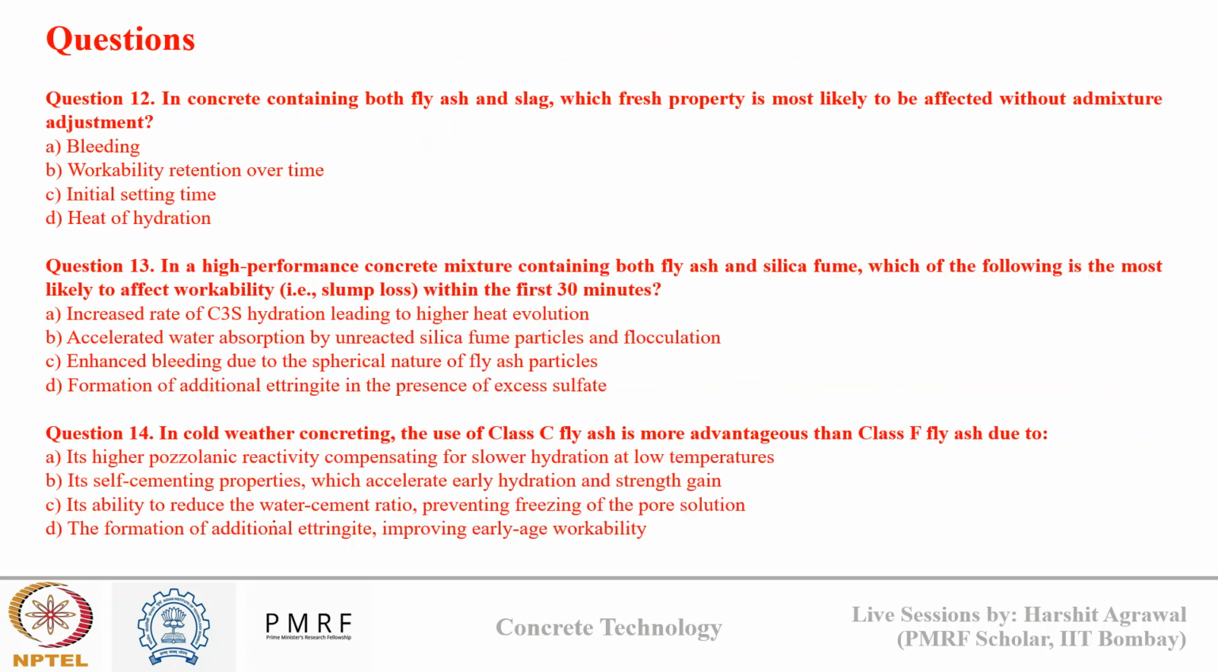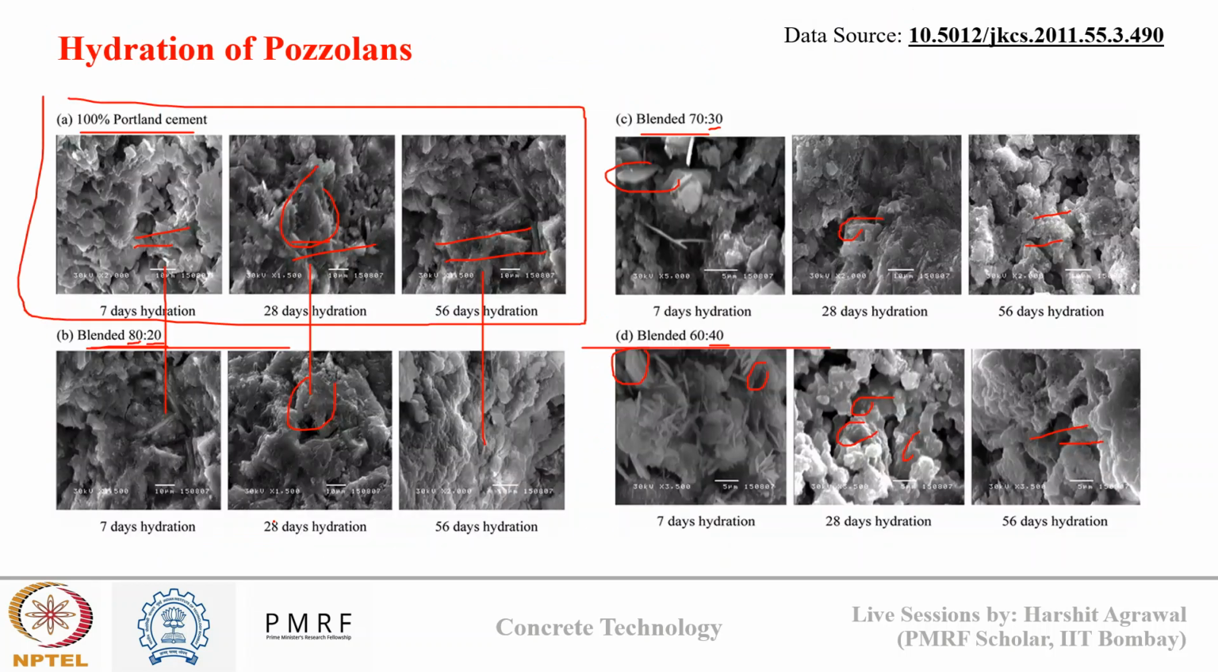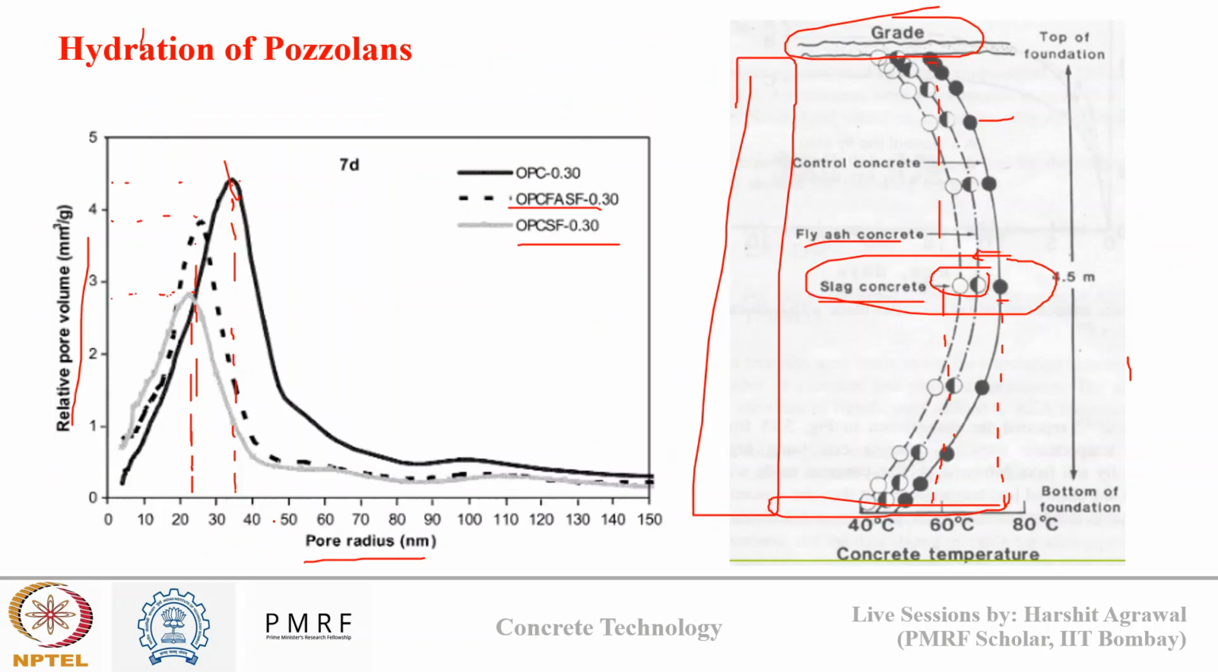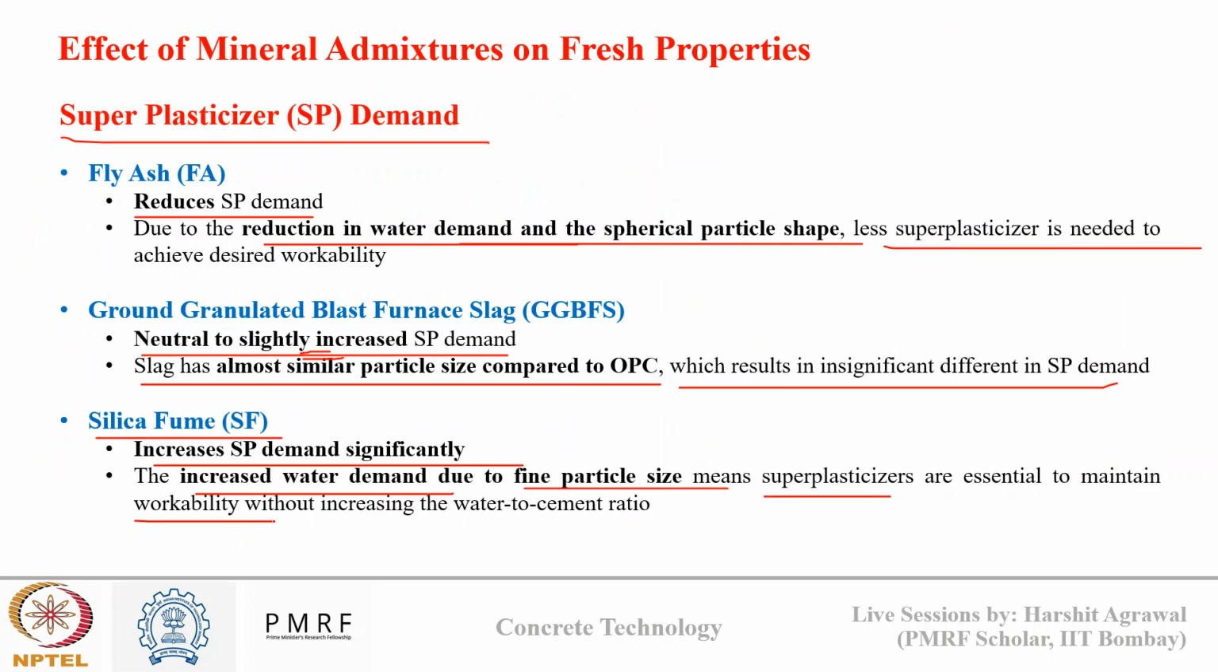So this is the effect of mineral admixture on the fresh properties. We have seen how CSH develops over time. Then we talked about the pore volume. We talked about the temperature gradient from inside and outside, and we talked about the effect on setting time, water demand and SP demand. There are two extreme cases when we talk about mineral admixture: fly ash and silica fume. Fly ash has spherical particles which show the ball bearing effect, whereas silica fume also has spherical particles but very fine and very reactive, so it shows opposite behavior compared to fly ash.